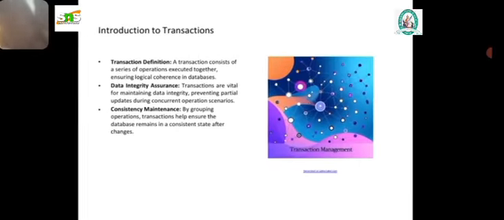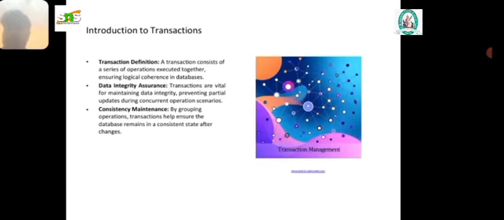It is an introduction to transactions. A transaction consists of a series of operations executed together, ensuring the logical coherence of the database. Data integrity assurance: transactions are vital for maintaining data integrity and preventing partial updates during concurrent operations. The next one is consistency maintenance. By grouping operations, transactions help ensure the database remains in a consistent state after the changes.